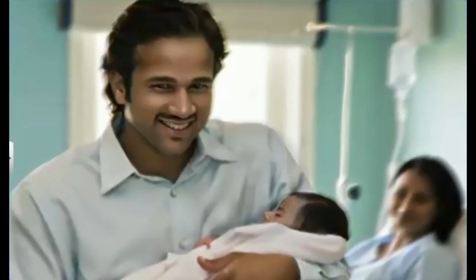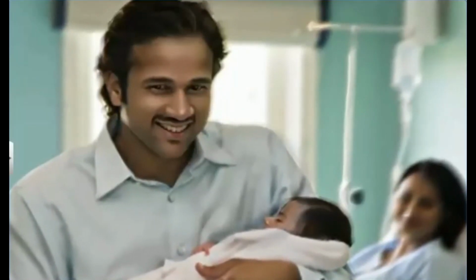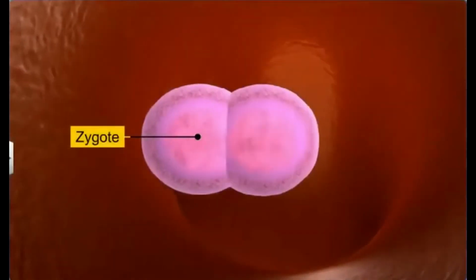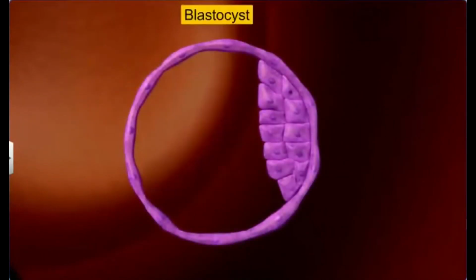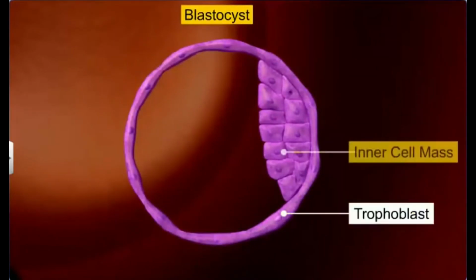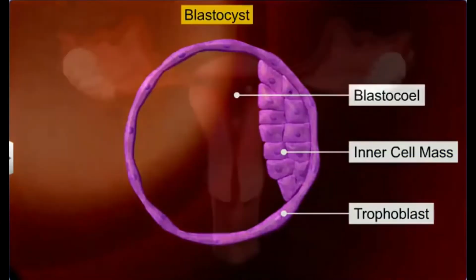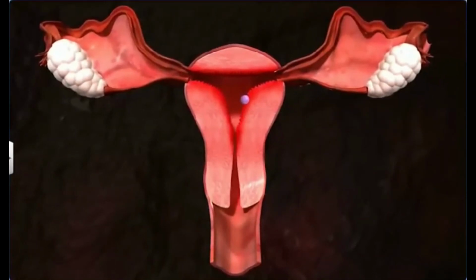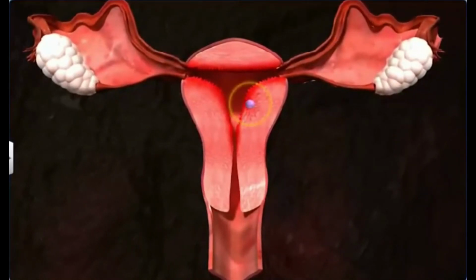You know, the joys of holding a newborn baby know no bounds. The birth of a baby is an intricate and complex process that begins when the zygote undergoes cleavage and develops into a blastocyst, a hollow ball consisting of a trophoblast, an inner cell mass, and a cavity called the blastocoel. As the trophoblast grows outwards and penetrates the endometrial lining of the uterus, the blastocyst with a developing embryo gets implanted in the uterus, and pregnancy is initiated.